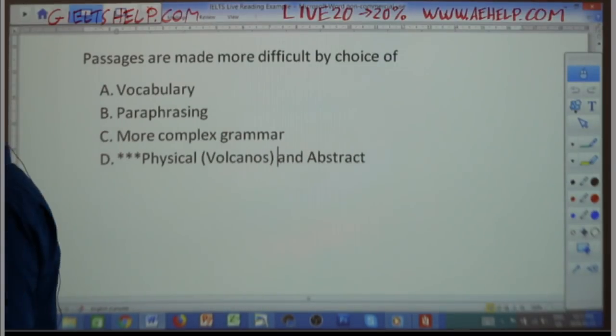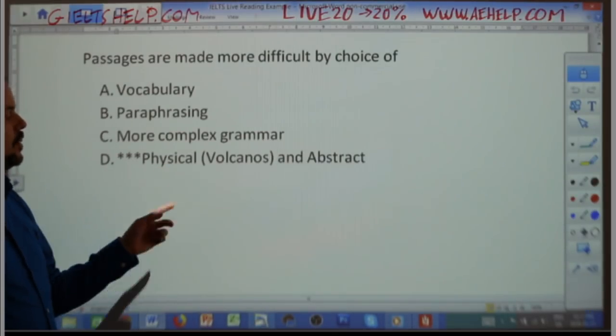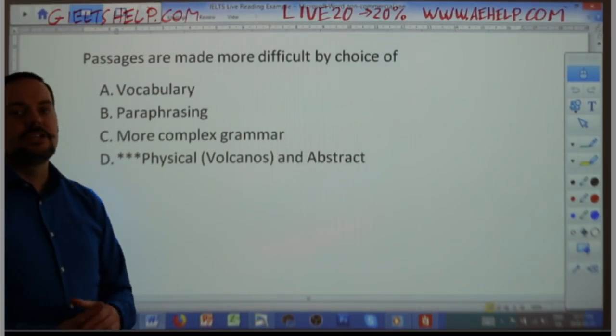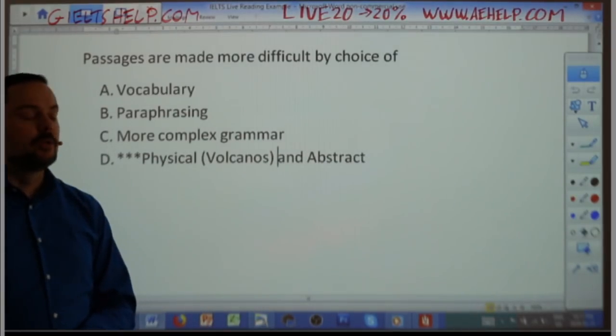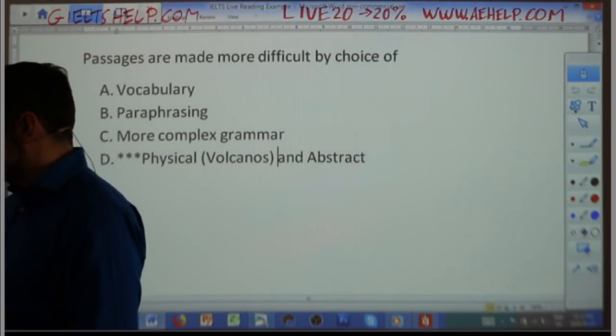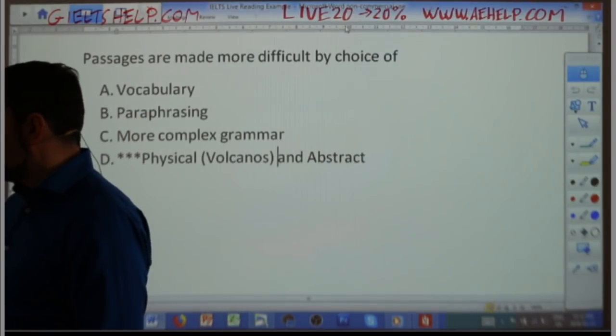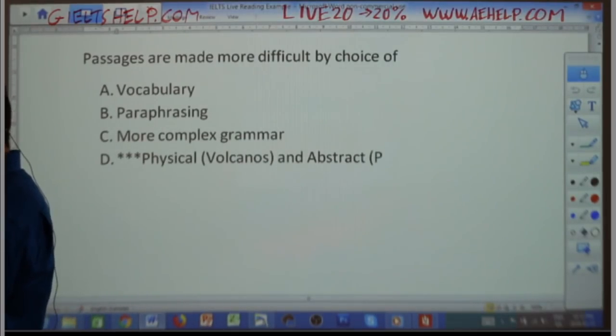Okay, so when we have a physical topic like volcanoes, that's usually easier. It's easier for people to understand information that deals with the real world that we can see and that we can measure clearly. Abstract topics, especially in the academic IELTS, are things like psychology or sociology or philosophy.